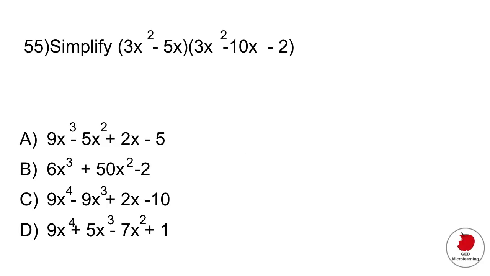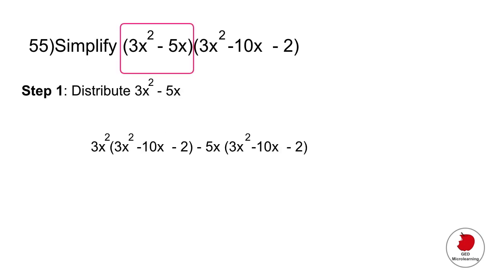All right, so question 55 is asking you to simplify this expression. And this you have to be really careful with the signs and also with the exponents. The first thing you want to do is distribute, meaning that you have to multiply each of these numbers by what's in the bracket on the right side.